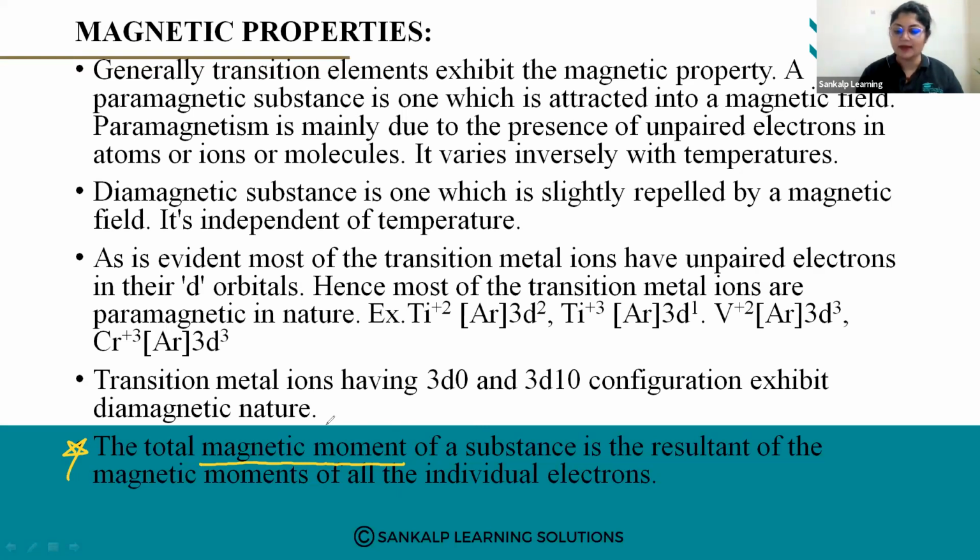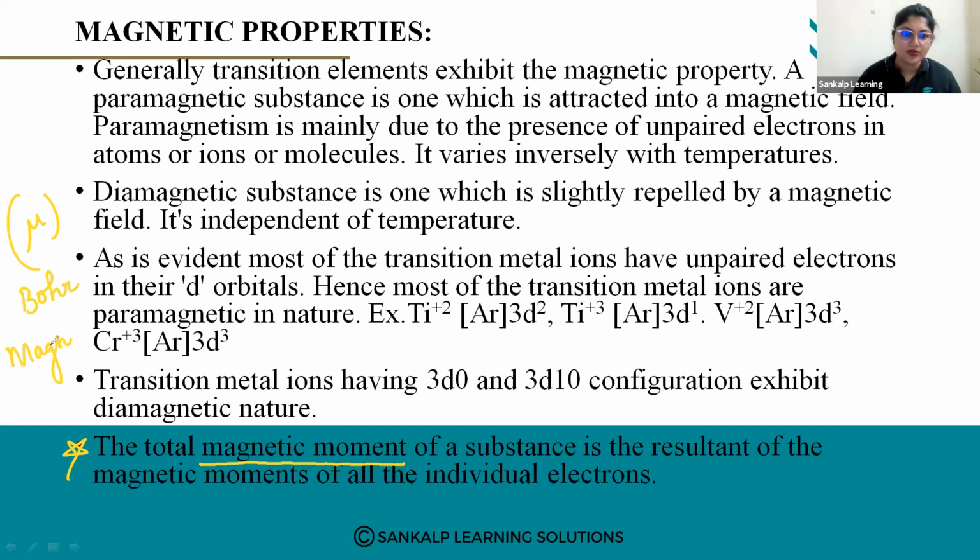Paramagnetism: most of the transition elements, as we have discussed, are paramagnetic. Why? Because of the presence of one or more unpaired electrons. Hence they are attracted to a magnetic field. This paramagnetic behavior is measured in terms of magnetic moment, which is given as mu, and its unit is Bohr magneton. Please note this down.